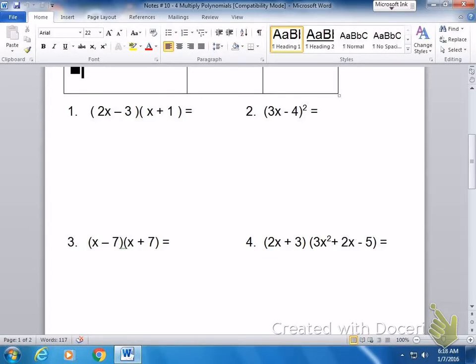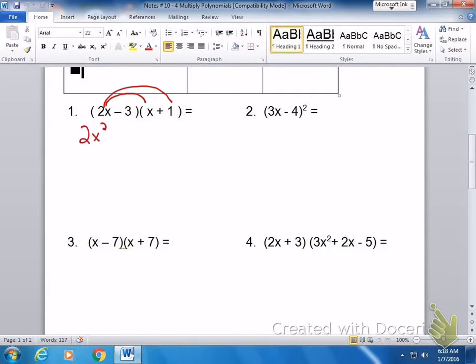So if I look at the first one, I have 2x minus 3 times x plus 1. So what I'm going to do is I'm going to start by looking at my first parentheses and distribute the first term. So I'm going to have 2x times x and 2x times 1. Well, 2x times x, that's multiplying, so we add our exponents, so I have 2x squared.